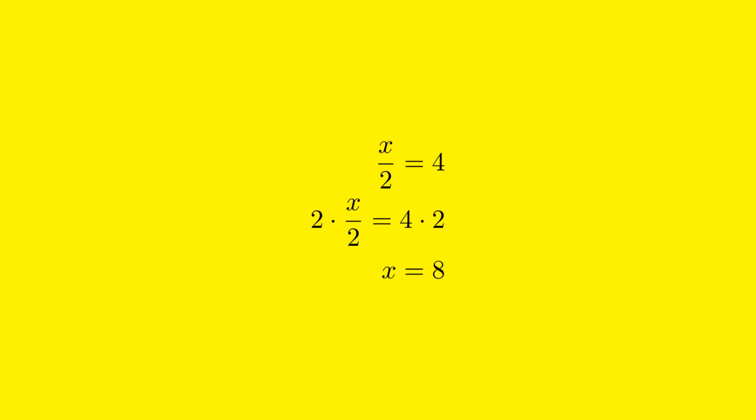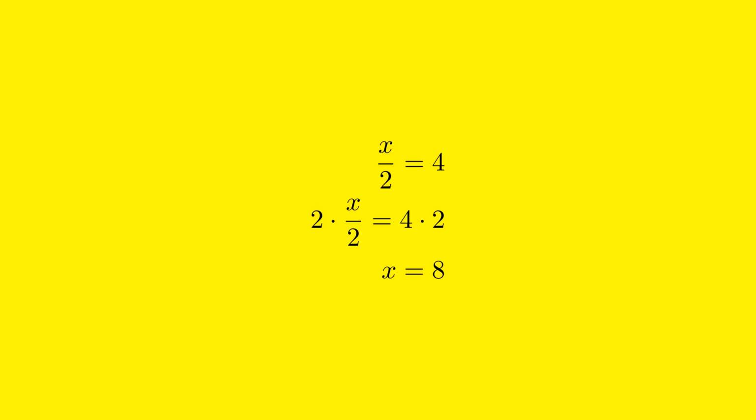Next, we need to further isolate the variable x in the equation. Currently, the equation reads x divided by 2 equals 4. To isolate x, we need to get rid of the divided by 2 term on the left side. This can be done by performing the inverse operation. The inverse of division is multiplication, so we will multiply both sides of the equation by 2 to cancel out the divided by 2 term.